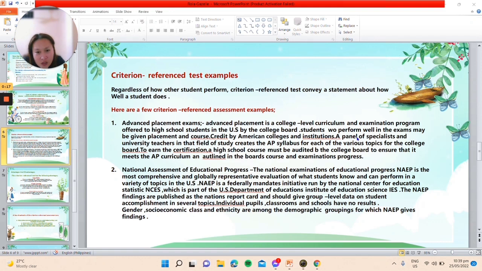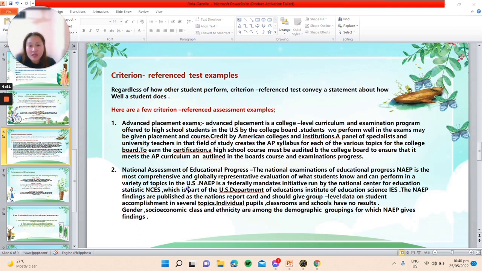To earn the certification, a high school course must be audited by the College Board to ensure that it meets the AP curriculum outlined in the board's course and examination program.